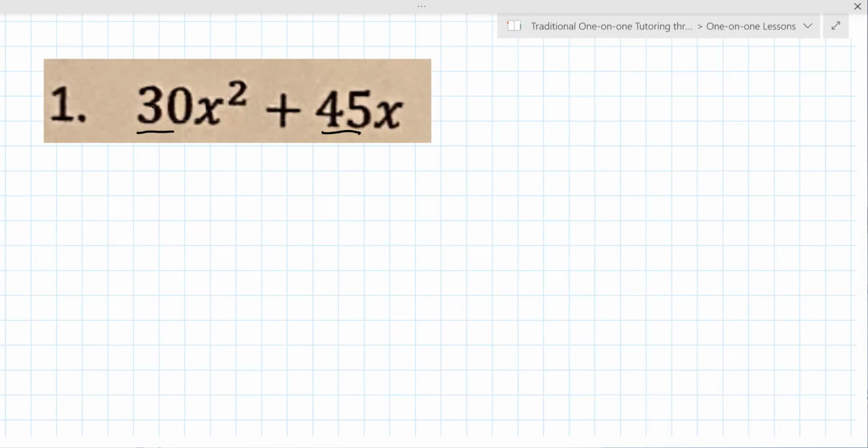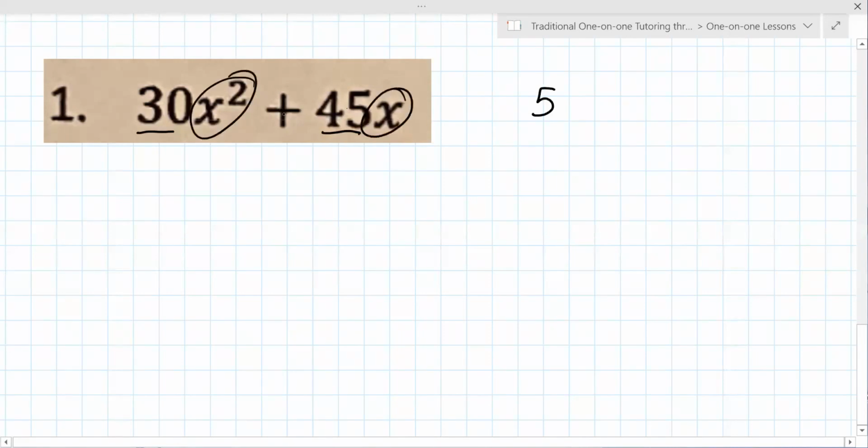6 does not go into 45. Okay, so let's try 5. That's fine. Now, when you have variables, the variable has to be in both of these. Is there a variable in both? Is there an x in both? Do you see an x in both terms?